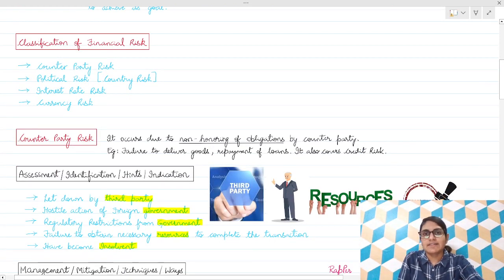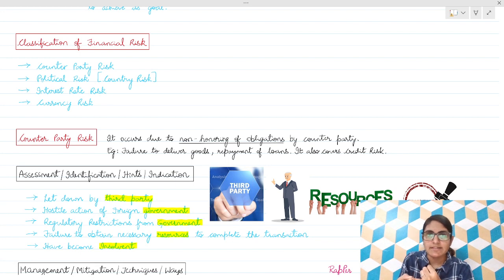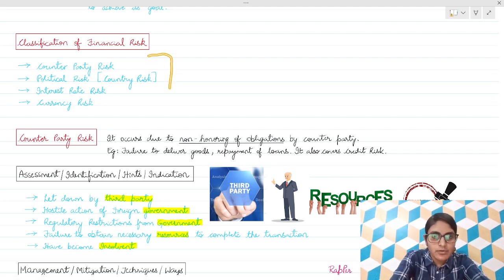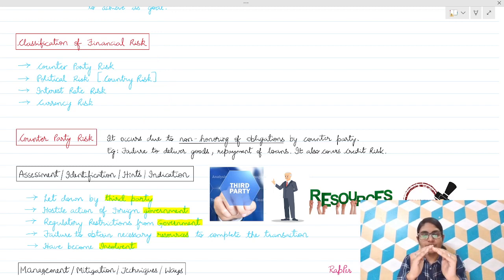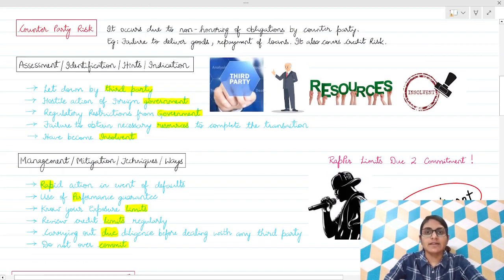Classification of financial risk. Four things: counterparty risk, political or country risk, interest rate risk, and currency risk. In these four, we will be studying two things: assessment or identification, and methods or techniques to mitigate or manage those risks. Let's start with counterparty risk.